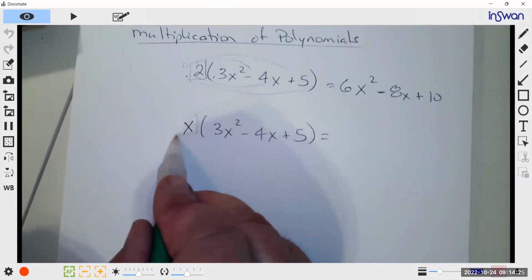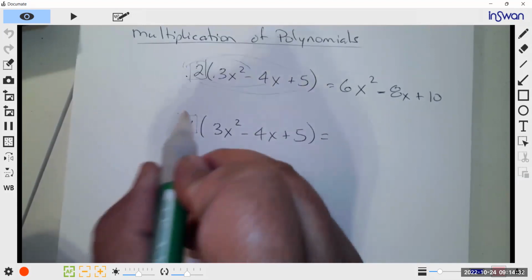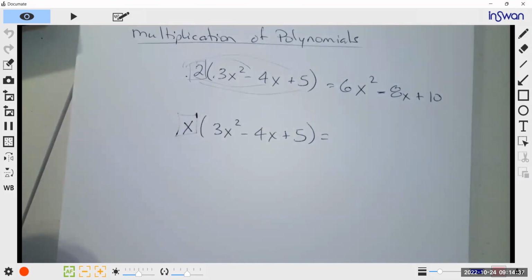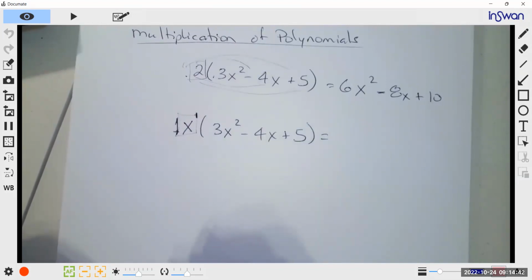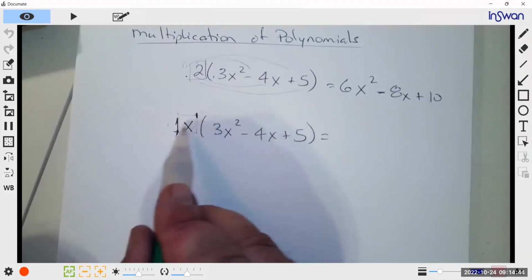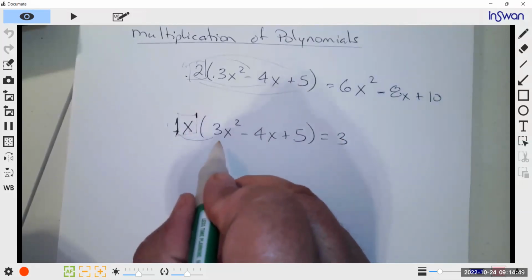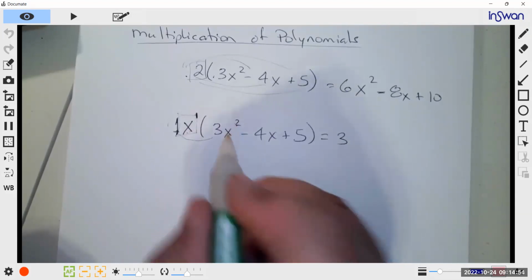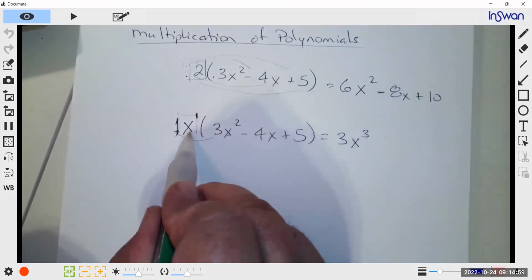Now the coefficient is a variable. If it's just x, it has an exponent 1. And the coefficient, since there's nothing there, the coefficient is 1. So positive times positive is positive. 1 times 3 is 3. X to the first times x to the second. Since the same base, you add the exponents. So now we have 3 x's. We have 2 of them here. One more, so we have 3.